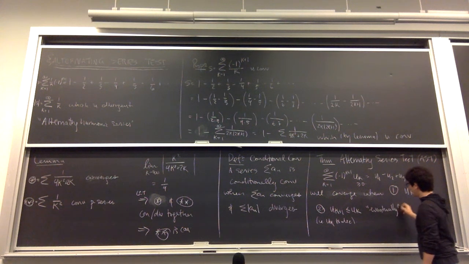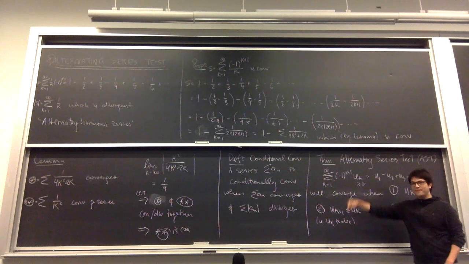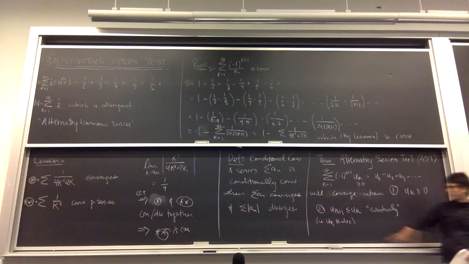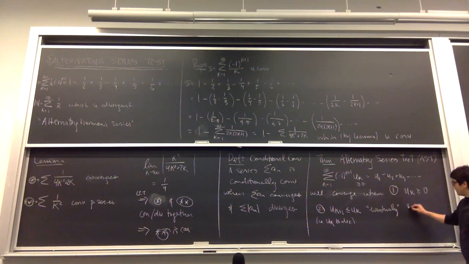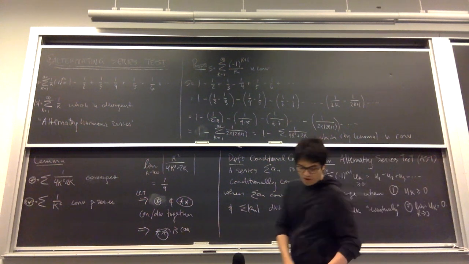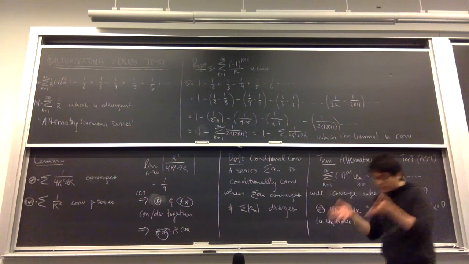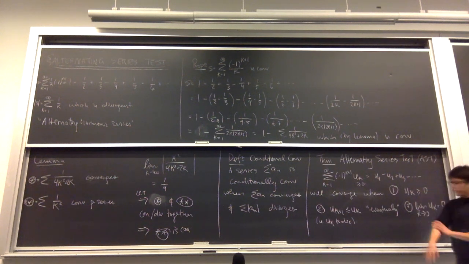Does everyone remember what this means? You can have a finite number of exceptions. Like you can start this at 60 if you want. We've used this term a bunch. And the last thing we have to check is that the limit as k goes to infinity of u_k is 0. But you should check this every time anyways. The first thing that you should always do when you're given a new series is try and determine if its terms are converging to 0.